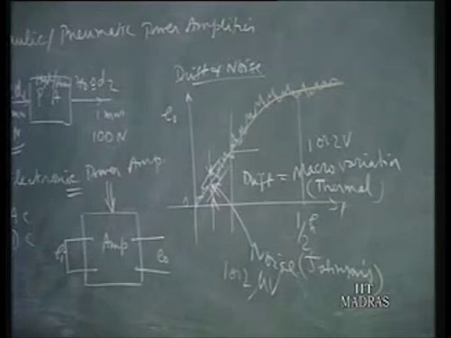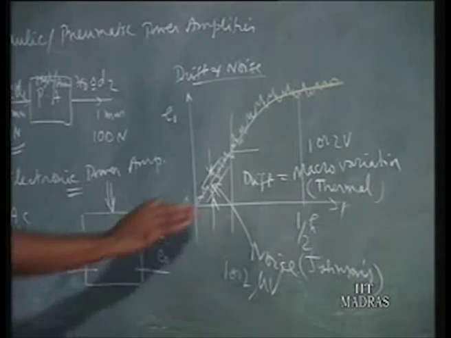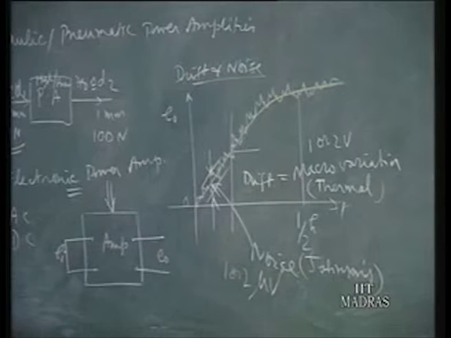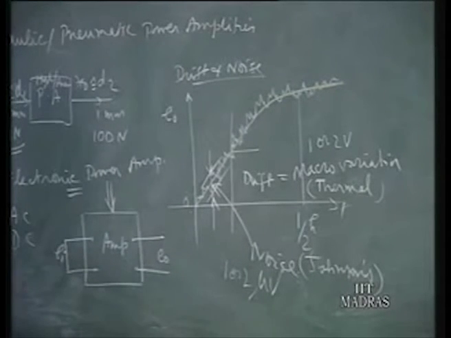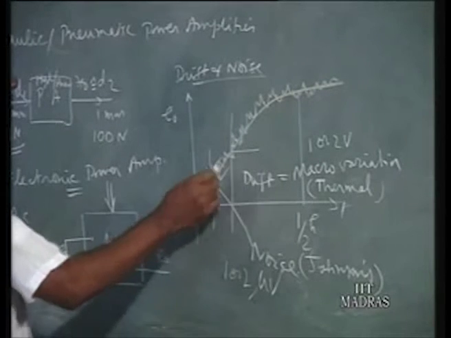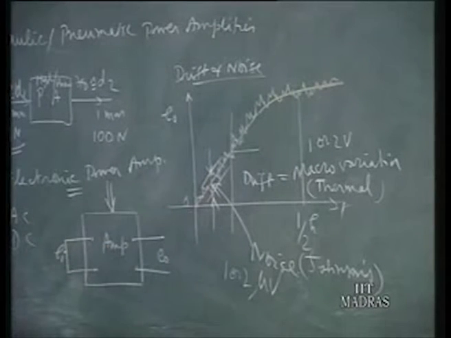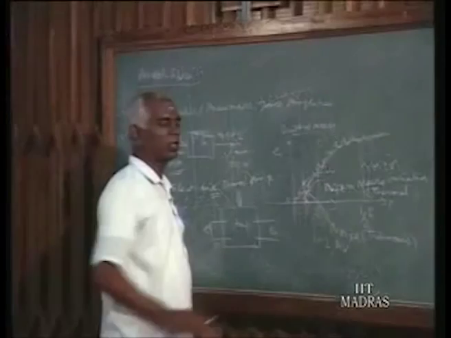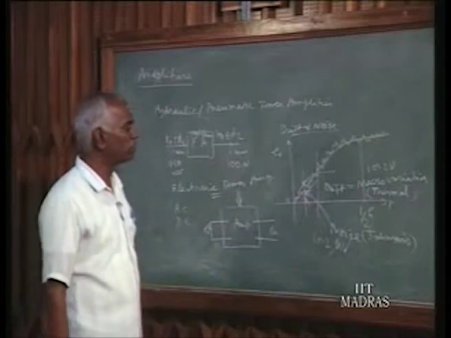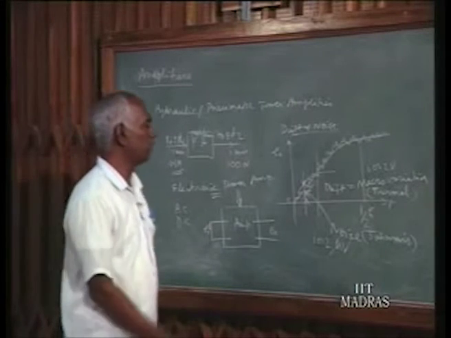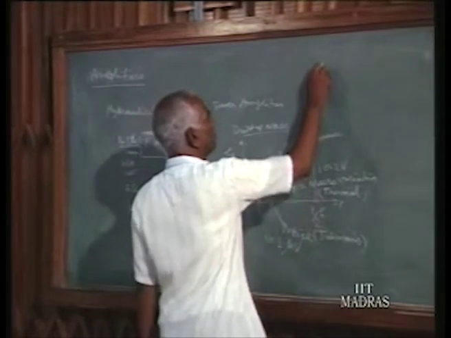But certain amplifiers, by their property, do not have drift. Some of them have it, but all amplifiers will have noise, because noise is a micro variation due to random flow of electrons in all the electronic elements. So noise is always there, but drift is present in some amplifiers and not in others. So we will see the AC amplifier first.